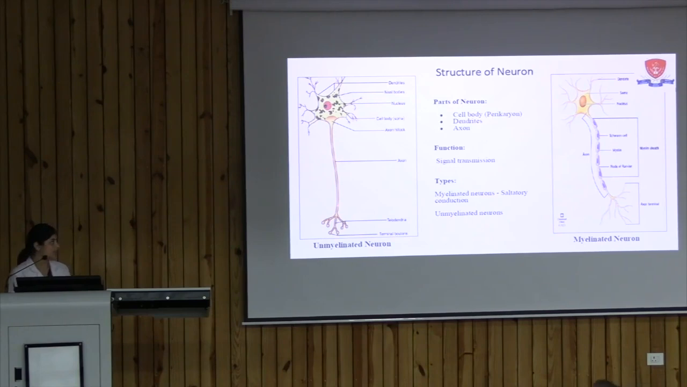These are the unmyelinated and the myelinated types. The myelinated neurons have their axons covered by a sheath. This is known as the myelin sheath. The action potential jumps between the nodes of Ranvier in a process known as saltatory conduction. This serves to increase conduction velocity multifold.